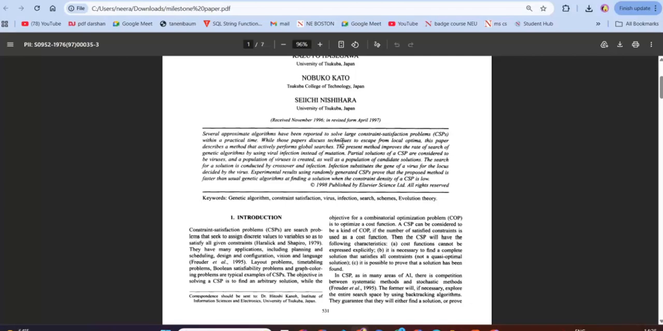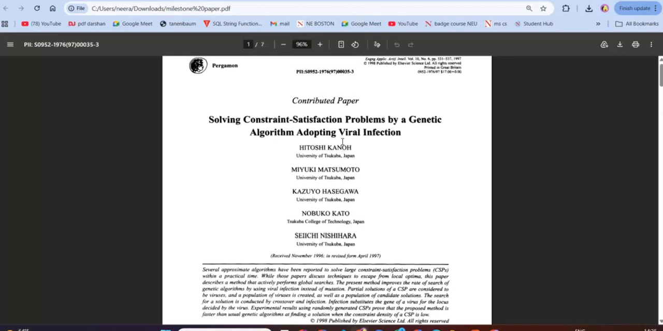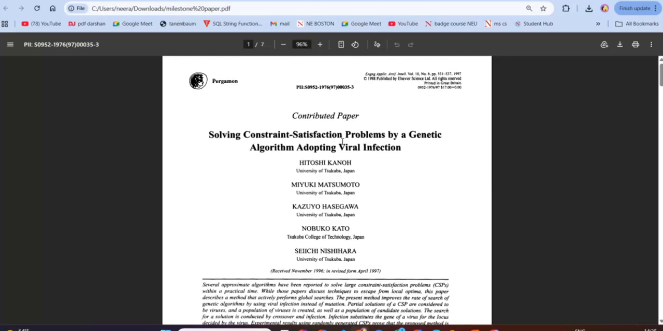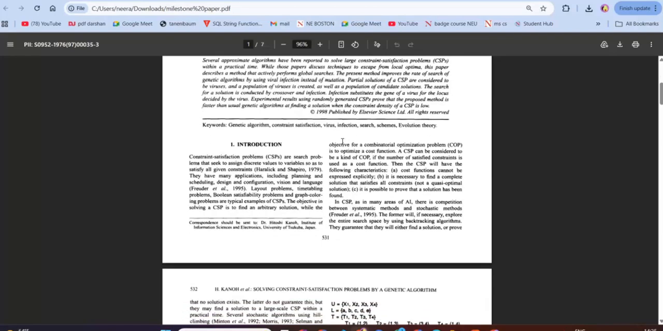For this project, I reproduced a 1997 paper by Kanoh and colleagues titled Solving Constraint Satisfaction Problems by a Genetic Algorithm Adopting Viral Infection, published in Engineering Applications of Artificial Intelligence. Now, let me start with the problem.